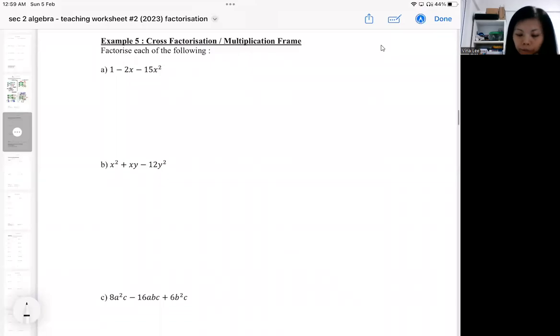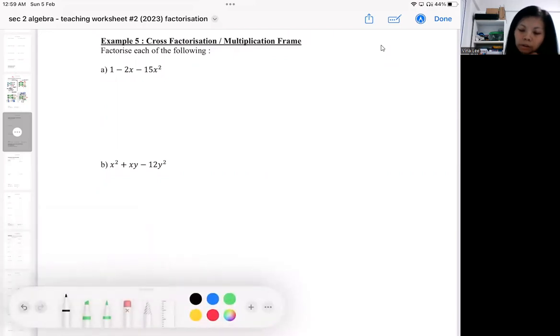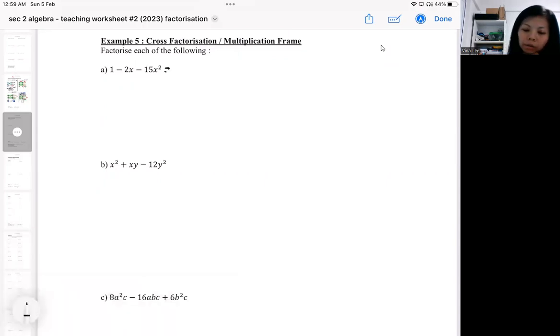Okay, so I'll be showing you more examples, and you will see one that is a little bit more complex, but it's still very doable. Okay, so for this one, if I see a negative 15x squared, let's try to arrange first. Remember, your x squared is always number one. If I try to arrange, I got a negative 15x squared.